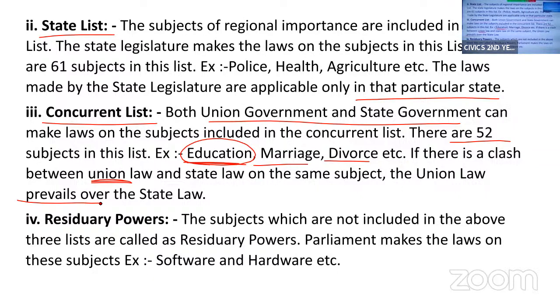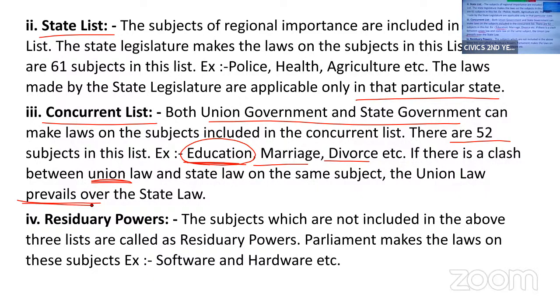In case of the concurrent list, both central government and state government have power to make the laws. If both are making laws at the same time, then the laws made by the union government prevail over the laws made by the state government. I hope I'm clear with this.